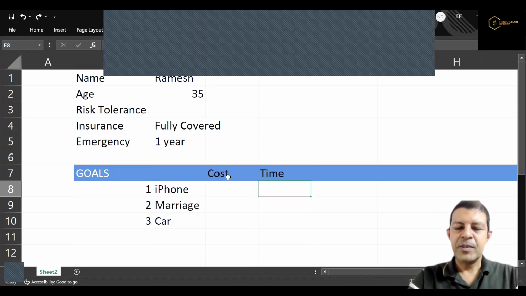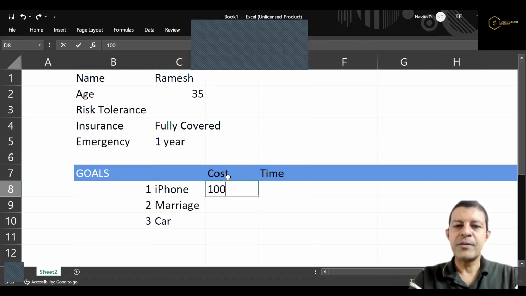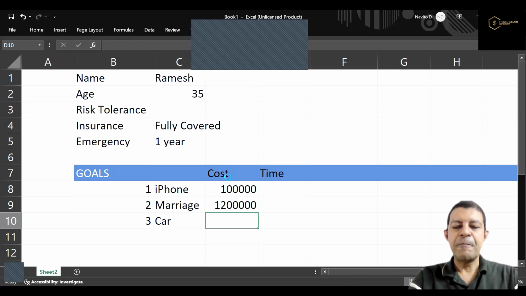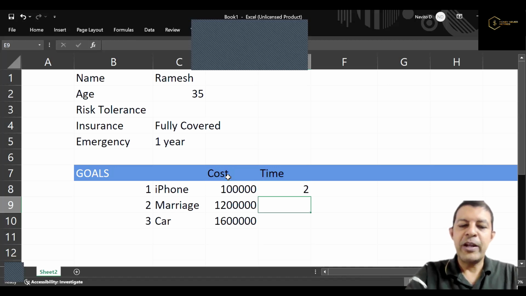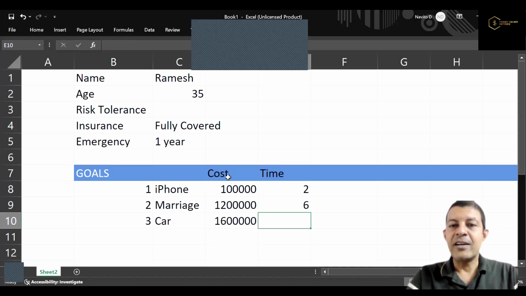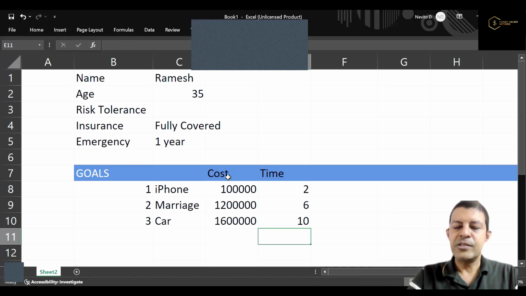and time. So the cost of an iPhone he wants to purchase, at today's cost, is about 1 lakh rupees. The marriage plan, which he's doing for himself, is about 12 lakh rupees. And the car which he wants to buy is about 16 lakh rupees. That is today's cost. And the timeline for buying the iPhone, he wants to keep it 2 years, let's assume. Marriage, he wants to plan after 6 years. And car, he wants to plan after 10 years.